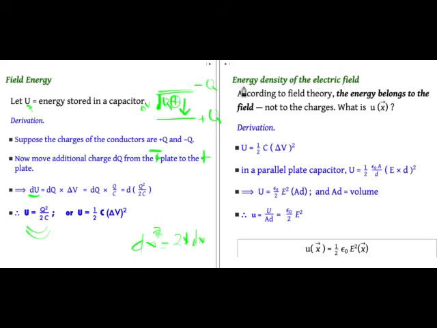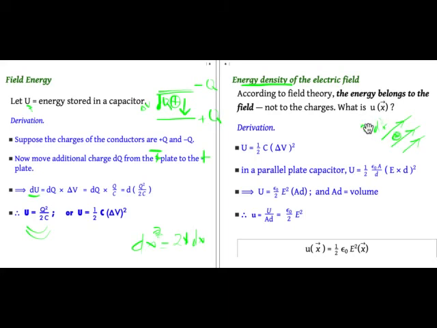Now, the other equation I wanted to derive is the energy density of the electric field. You know, you have some electric field present. It fills up a region of space. At each point in space, there's an electric field vector. Suppose you took a little volume in the space and you wanted to know how much energy is in that volume. Well, it would be the energy density times d3x, if that volume is d3x.